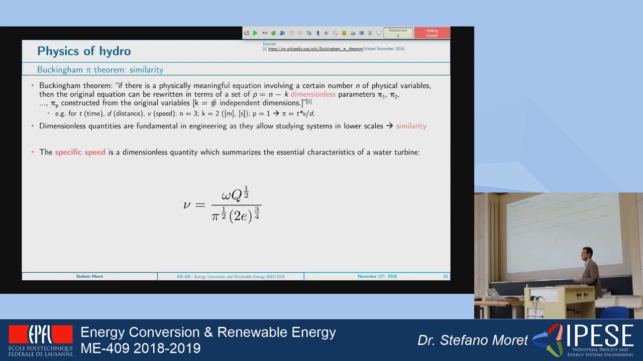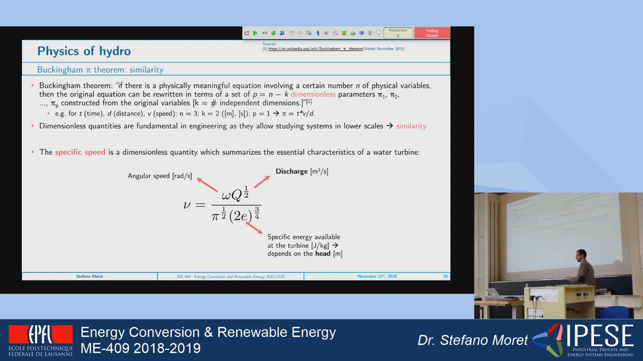The specific speed is a dimensionless quantity which summarizes the essential characteristics of a water turbine. So if you don't know anything about a water turbine, the first question you should ask is what is the specific speed? Because if you make the calculation of the units, they are dimensionless in the sense that they go away. And it depends on the discharge, and it depends on the head, okay? So very high discharge will mean a high specific speed. Very high head will mean a very low specific speed.